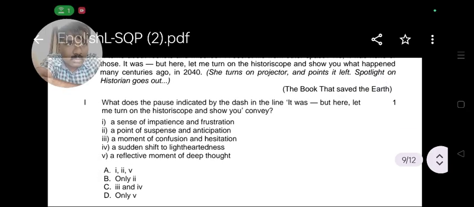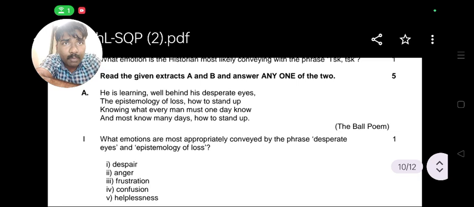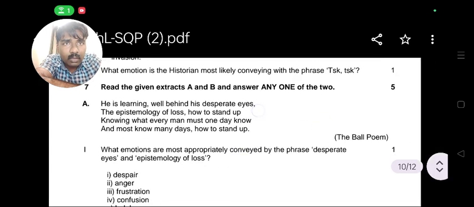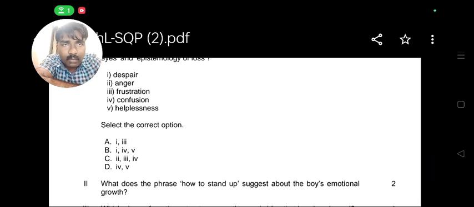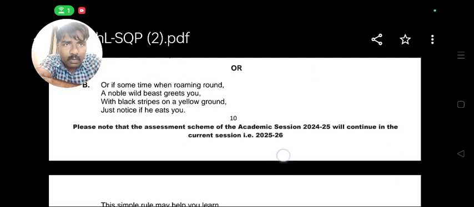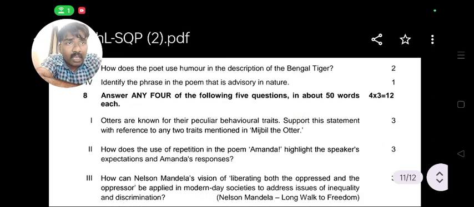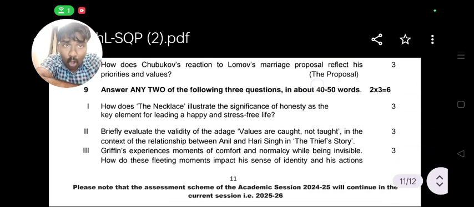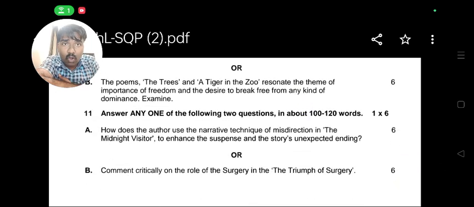and then we have poems. Two poems are there, the ball poem, and then we have how to tell wild animals. Two poems as it is, no change. Short answers no change, long answers no change, and even the 6 marks long answer has no change.